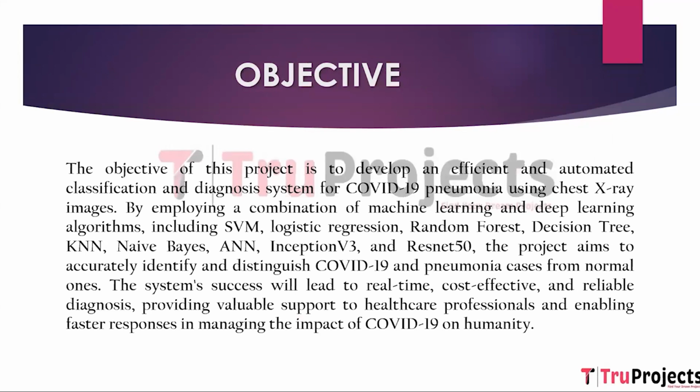Objective. The goal of the project is to develop an efficient and automated COVID-19 pneumonia classification and diagnostic system using just X-ray images. The project intends to accurately detect and distinguish COVID-19 and pneumonia patients from normal ones by using a combination of machine learning and deep learning techniques such as SVM, logistic regression, random forest, decision tree, KNN, naive Bayes, ANN, Inception V3 and ResNet 50. The system's success will result in real-time, cost-effective and reliable diagnosis, offering vital support to healthcare experts and allowing for speedier responses in managing COVID-19's impact on humans.